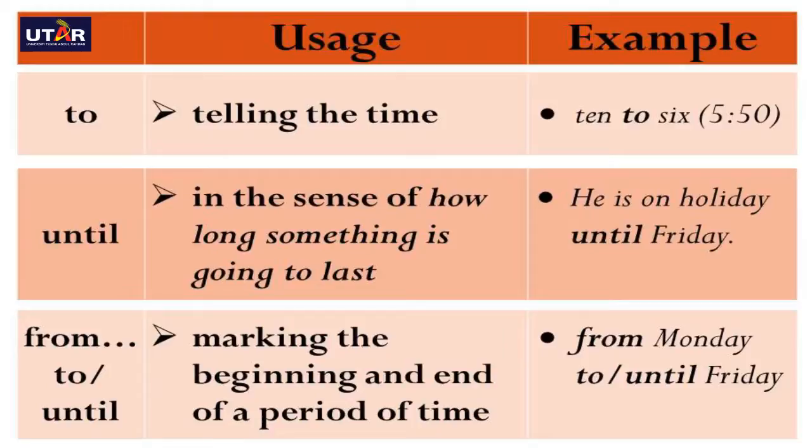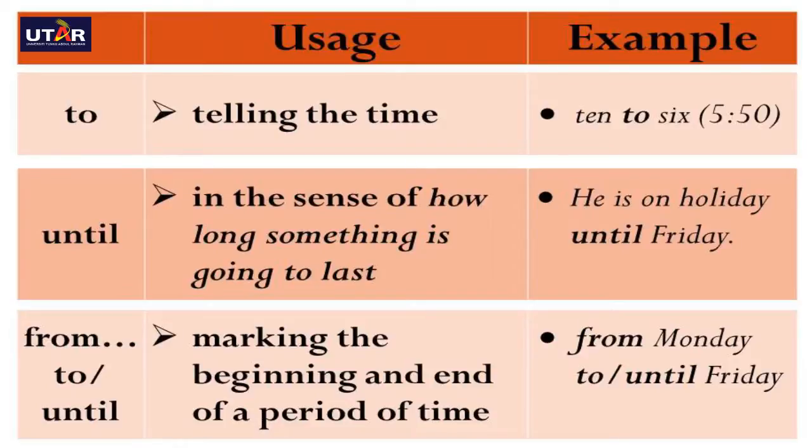The next preposition is until. Until is used in the sense of how long something is going to last. So for example here, he is on holiday until Friday. So here you are not giving the duration, like for example, for. You state for how many days. But in this case, we are only indicating the sense of how long. So he will be back until Monday, until next year. So the word that comes after until would be a noun.